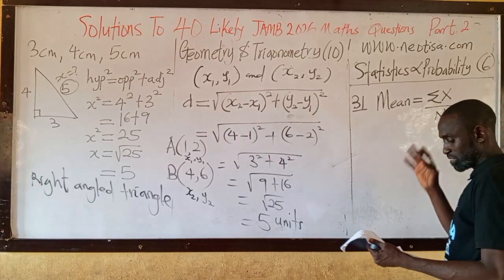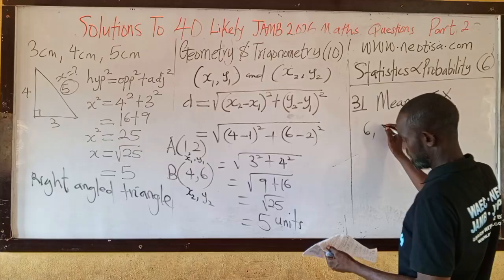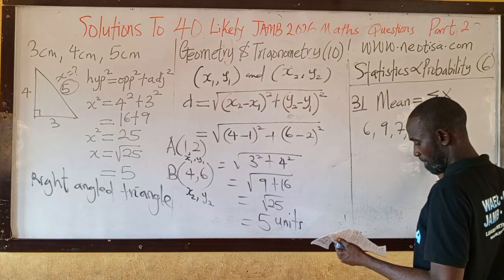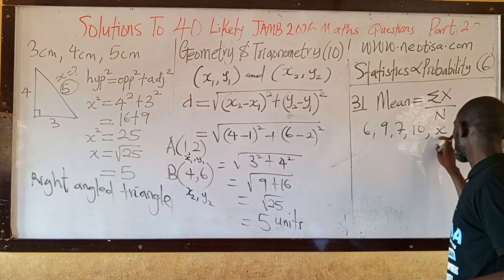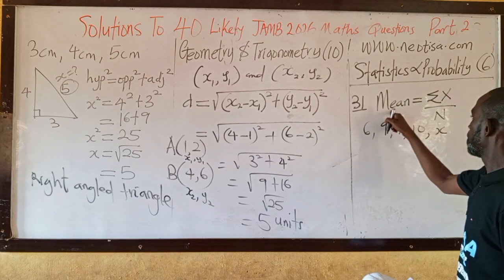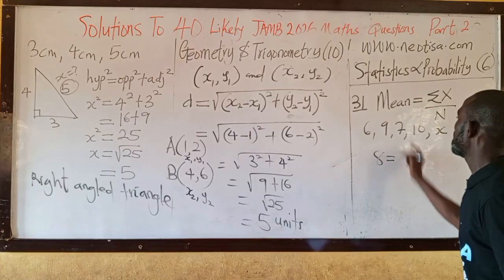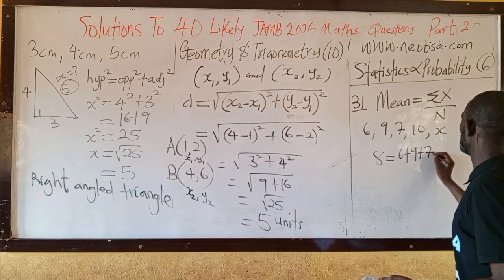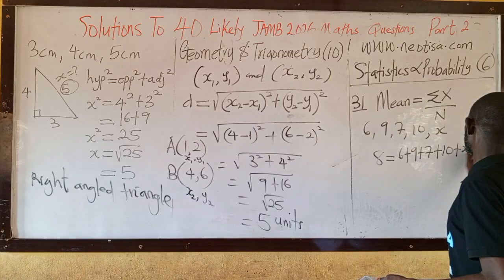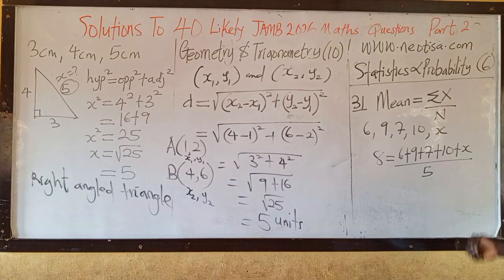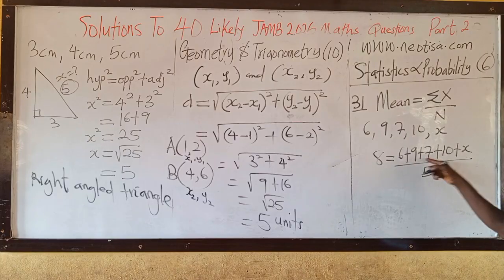So we have 5 numbers: 6, 9, 7, 10 and x. We don't know this one, we have to find this. But their mean is given as 8. So here we have 8 equals add all the numbers: 6 plus 9 plus 7 plus 10 plus x all over 5. When we add all this, we have 32.